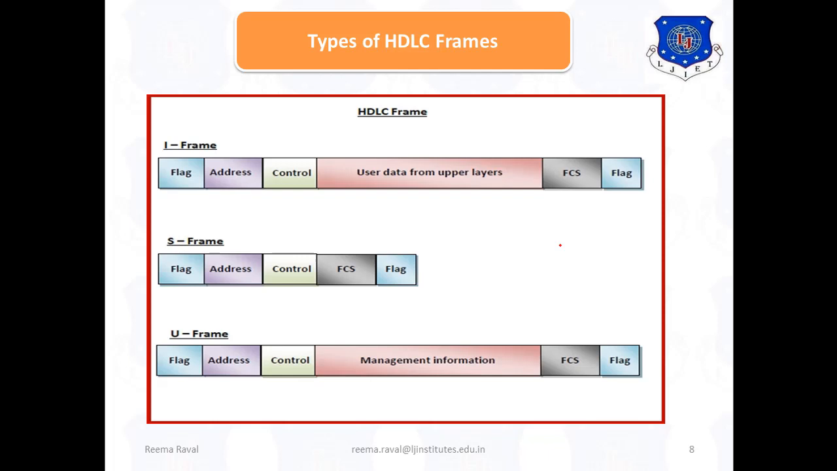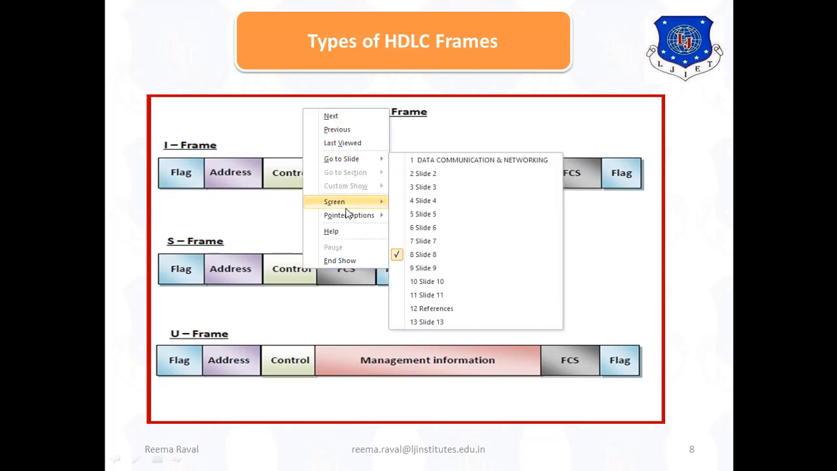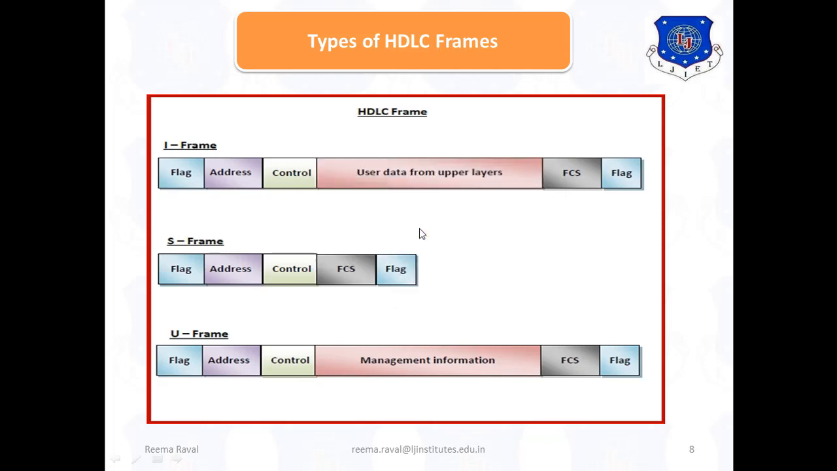Then the S-frame has 5 fields, the first and last of which are flag, and then address, control and FCS, that means the checksum method. Okay, and the U-frame is the same, but the fourth field is management information. Okay, so if you want to identify which kind of HDLC frame this is, it will be according to the first field.